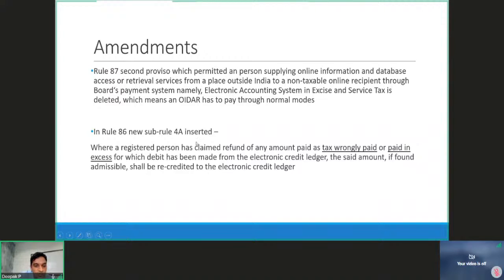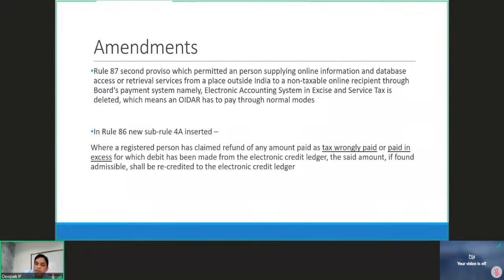Second, in Rule 86, a new sub-rule A is inserted, which says that when a registered person has claimed refund of any amount paid as wrongly paid tax. So I have wrongly paid tax and I have claimed refund, or I have paid excess tax and I am claiming refund. Now, if I am claiming refund of a credit, then the government said, okay, you have claimed a refund, I'll pay you by cash. So the credit amount of refund claimed in the electronic credit ledger got converted into cash ledger, because otherwise I could not have utilized it, right?